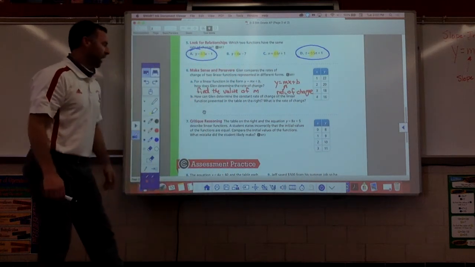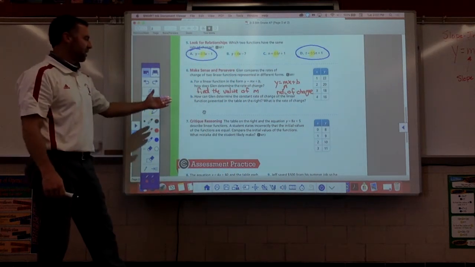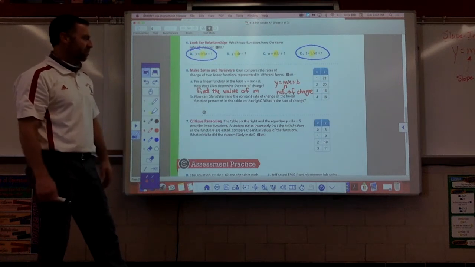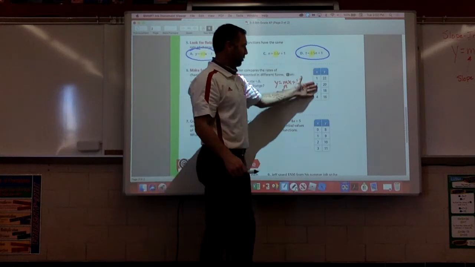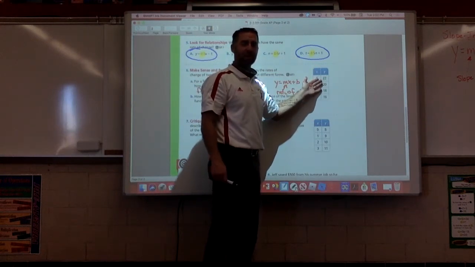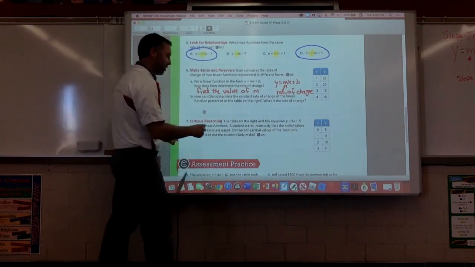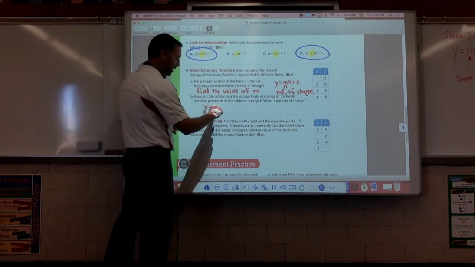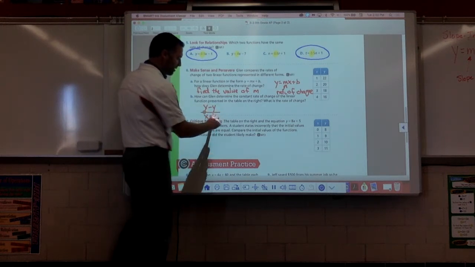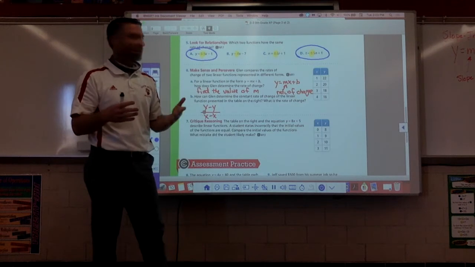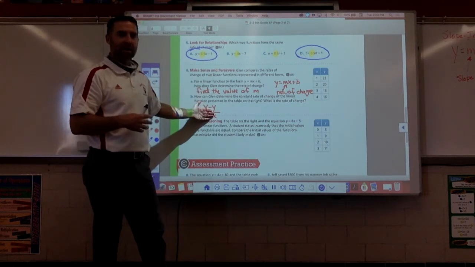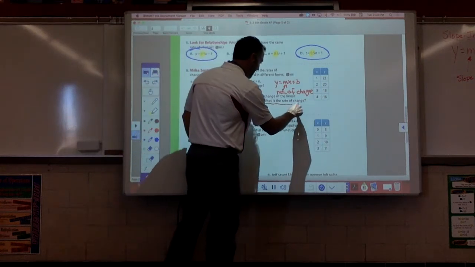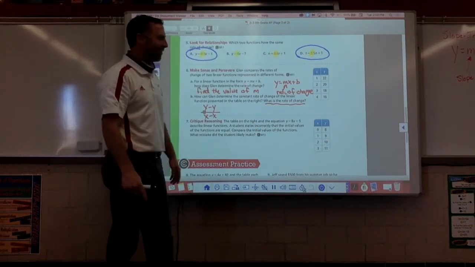Letter B. How can Glenn determine the rate of change of a linear function presented in the table on the right? Well, how do we find the rate of change when given a table? You got it. y minus y divided by x minus x. We find two pairs of points, two points from that table, and find our slope. Now, guess what? We get to do it. Yes, we get to find that rate of change.